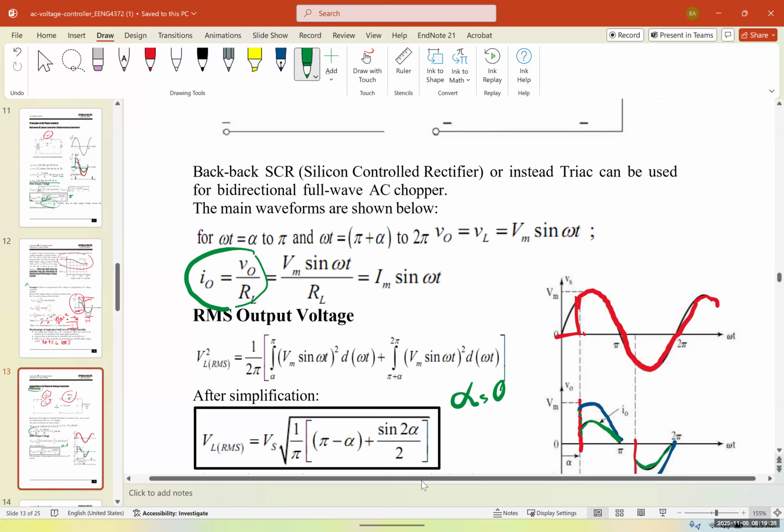Let's solve this. This is 0 and this is 0. Sine of 0 is equal to what? 0. So this would be 0. And pi minus 0 is 0. So 0. Pi times 1 is going to be pi. Pi over pi is equal to what? 1. So VL would be equal to Vs square root of 1. In other words, VL would be equal to Vs. And it's obvious, if I start from 0, VL and Vs would be equal. Okay?